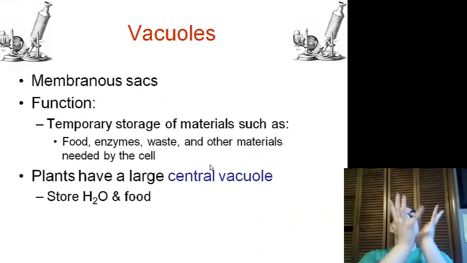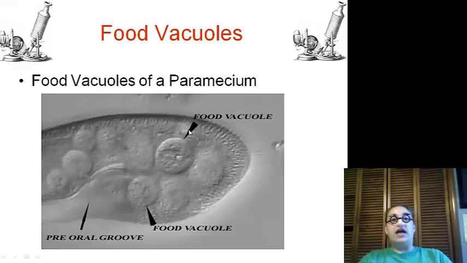Now vacuoles. Vacuoles are sacs. They are membranous sacs, and they provide temporary storage for food, enzymes, waste, water, other needed materials. And there is a very, very large one in plants known as the central vacuole. It takes up most of the cell. Now, in animals, we do have vacuoles. They're just not as large as the central vacuole in plants. Such as food vacuoles here in a paramecium. It holds the food once it is brought in.